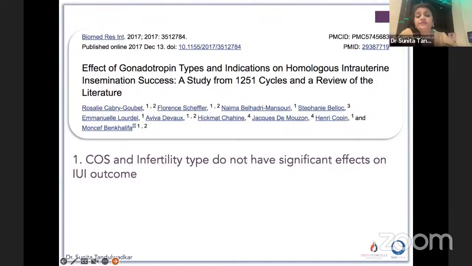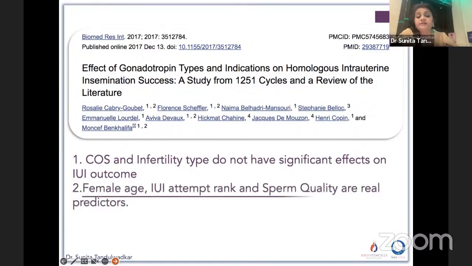This is a very interesting study to conclude the effect of gonadotropin type and indication of IUI. What does the success depend upon? They have studied more than 1,000 cycles, and they found that there are many variables. Assuming that we are doing good monitoring, we are expert in monitoring, we are giving the right trigger at the right time, and we are doing the procedure and the semen wash technique very well, then the variables which affect the outcome are the age, the number of attempts of IUI, and the sperm quality.